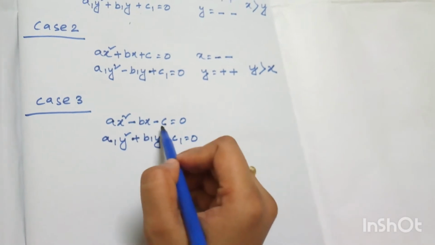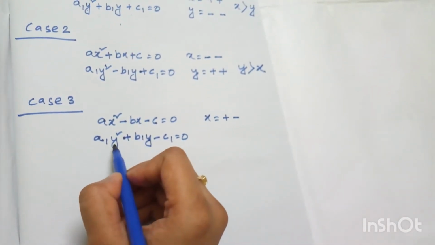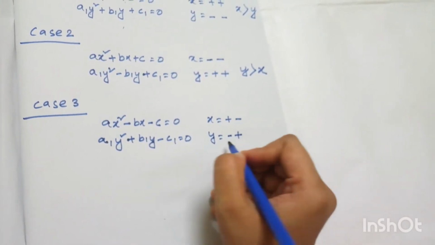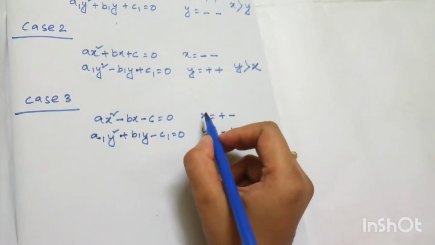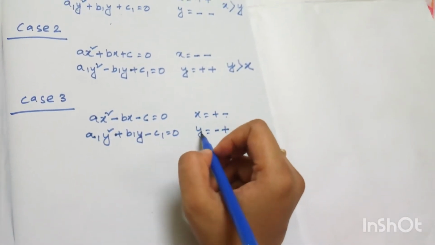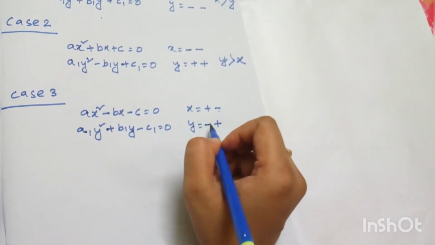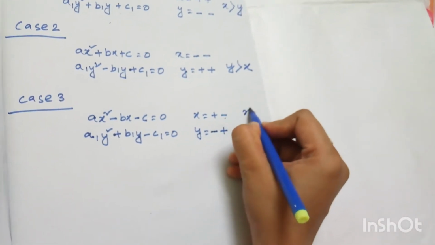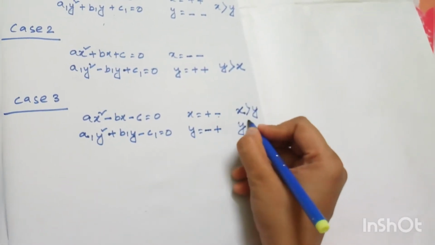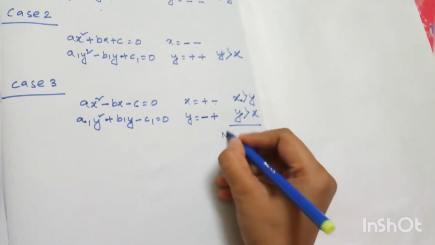Here it is minus minus, so the value of x will be plus and minus, and the value of y will be minus and plus. So from here we can see that the value of x is plus and minus, and the value of y is minus and plus. So we can conclude that x sometimes must be greater than y and sometimes y must be greater than x. So this is the no relation case.